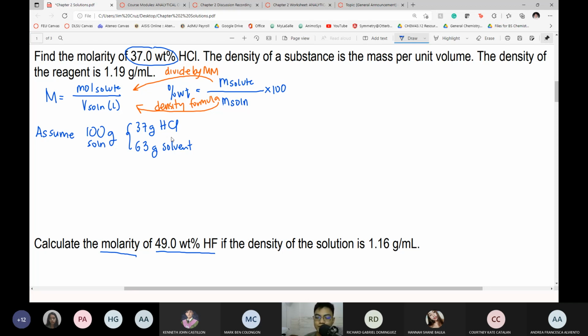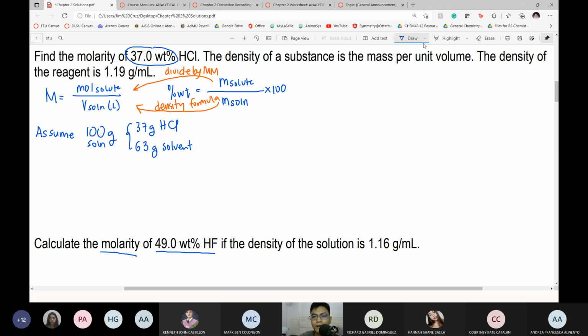Basta 37% HCl. The reason why I want you to assume 100 grams is that when it's 100 grams, that's what cancels out the percent, right? Percent per 100. You multiply by 100, then the percent cancels out, right? That's why I do that. So, 37% by weight times 100, that's 37 grams.